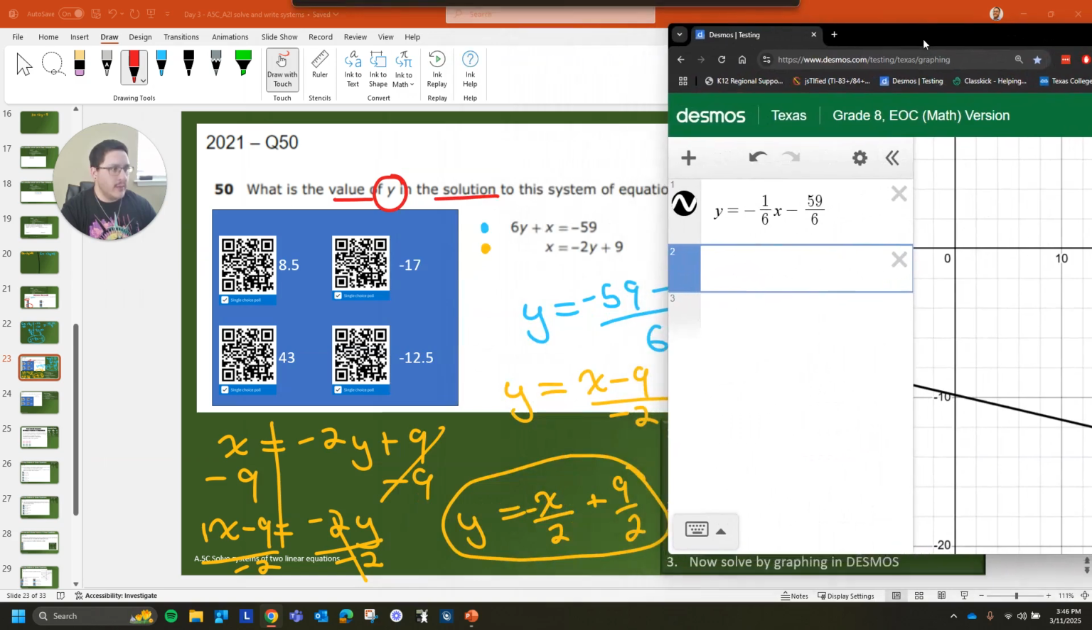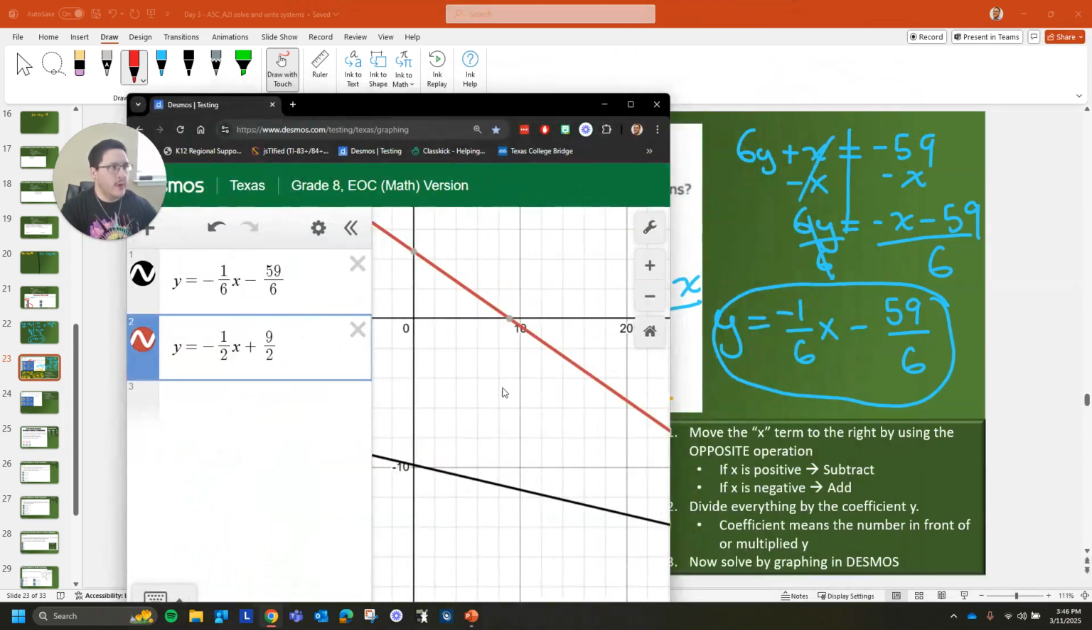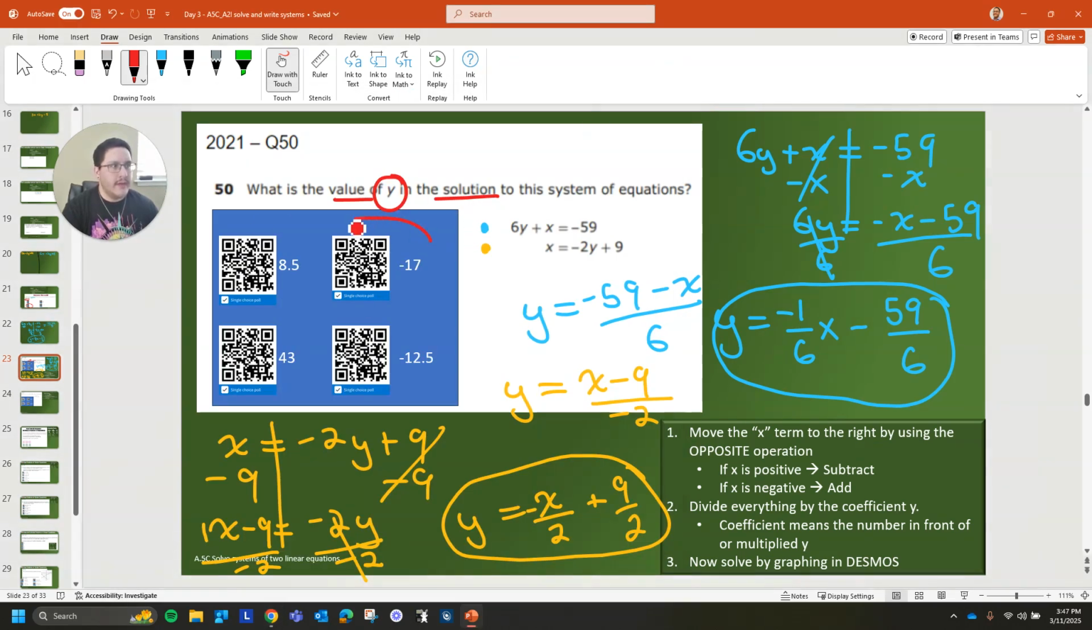Now the second equation is going to be in the yellow. y equals negative 1 over 2 x, or negative x over 2, plus 9 divided by 2. So now zoom out if you have to. Look for that intersection point. Click on one of the lines, then look for that intersection point. Click on it. We want the y value of it, which means the negative 17 is our answer. So negative 17 is the y value of the solution to this system of equations.